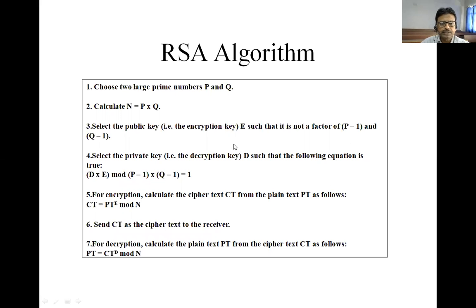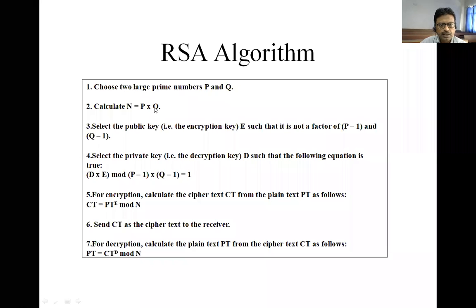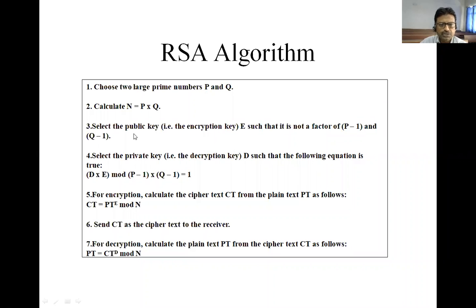And how it works: in the RSA algorithm, you have to select two large prime numbers, and then you have to calculate the value of n, that is p into q, these two large prime numbers. Then we select the public key E such that it is not a factor of (P minus 1) into (Q minus 1). And then we select the private key D such that D into E mod (P minus 1) into (Q minus 1) is always equal to 1.